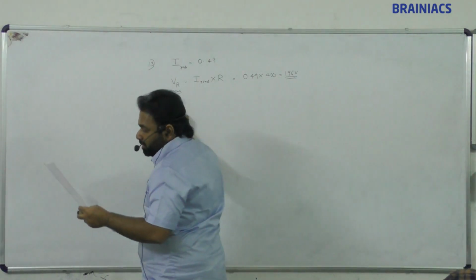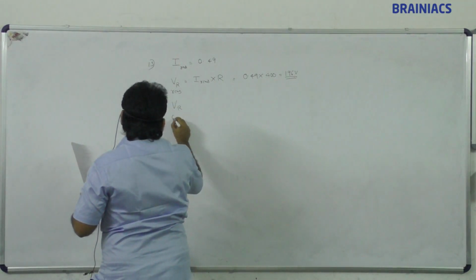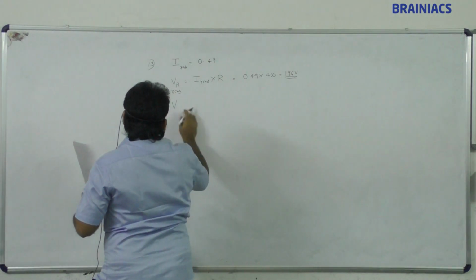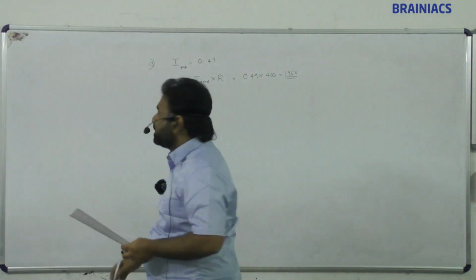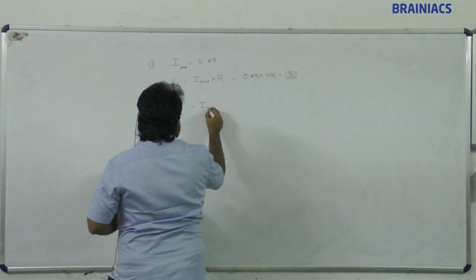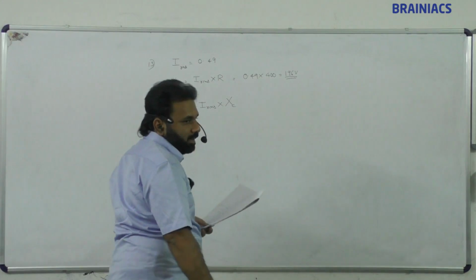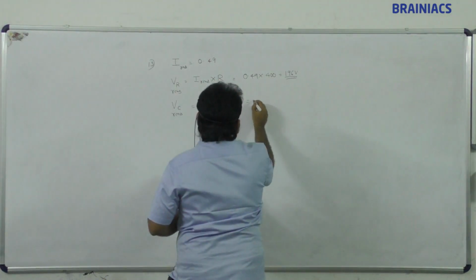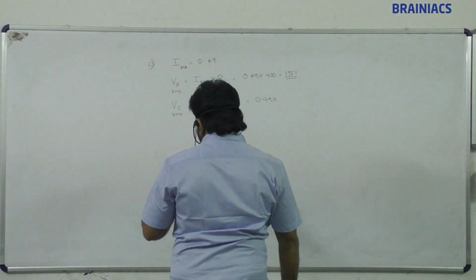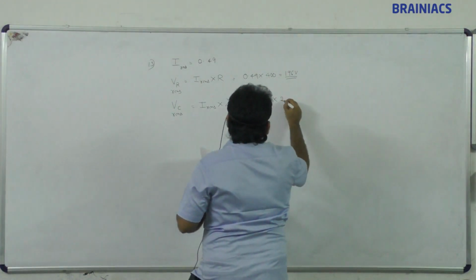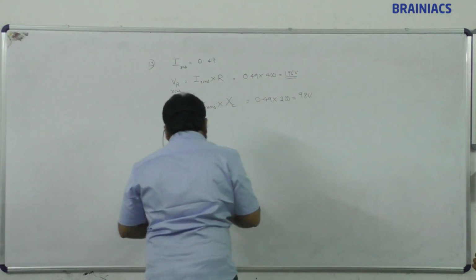Clear? Another question they have asked is the value across the capacitor, right? VC RMS, that is the RMS voltage across the capacitor. So this is going to be IRMS into capacitive reactance, which is nothing but 0.49 into the capacitive reactance, again 200. So this is going to be 98 volt.